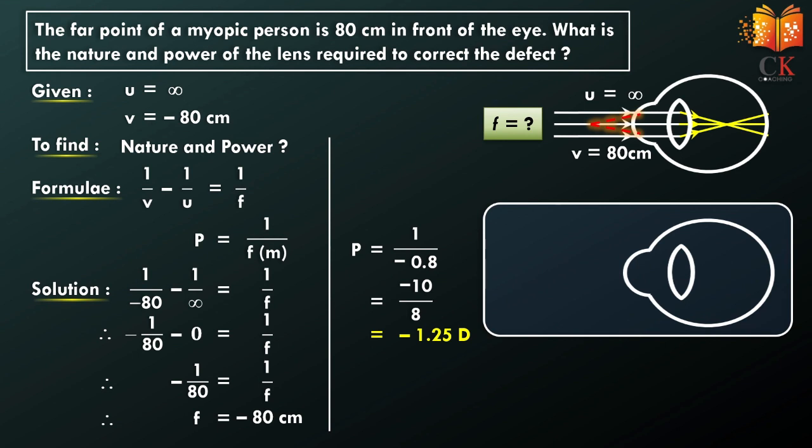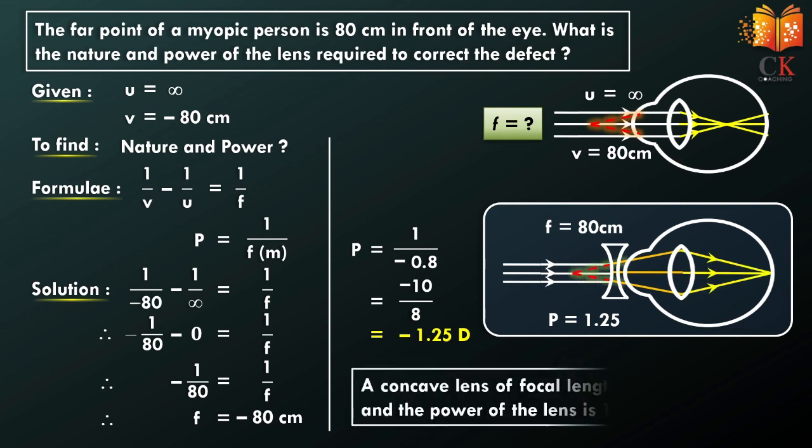Now this negative sign indicates what? The negative sign indicates the nature of the corrective lens. We already know this is a concave lens. A concave lens has a negative focal length. So this is a proof that we have done this correctly. So if you see the correction, we will put a concave lens of 1.25 diopter, and this is how the correction can be done.